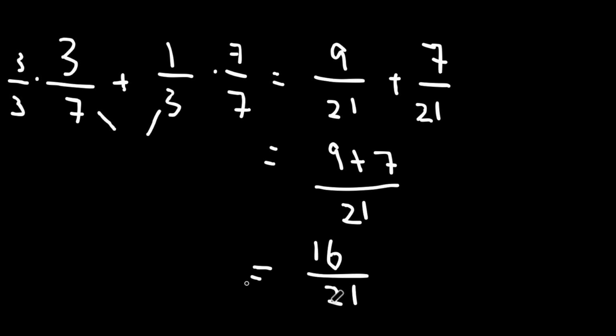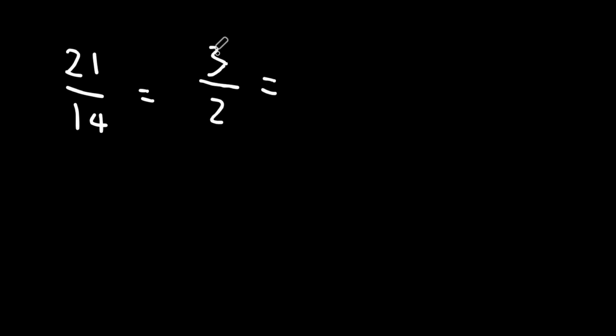So that's really it. And you also have things like mixed numbers and improper fractions. If you have 21 over 14, firstly you can reduce this. You can divide it by 7 because that's the common factor on the numerator and the denominator. Divided by 7 on top, you get 3. Divided by 7 at the bottom, you get 2. And this is an improper fraction because the numerator is larger than the denominator. Therefore, it is an improper fraction.